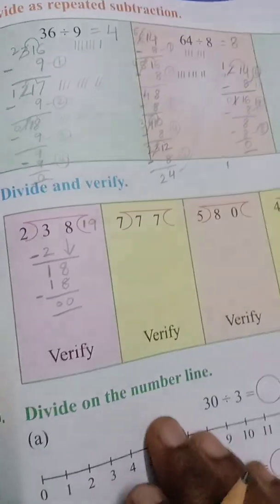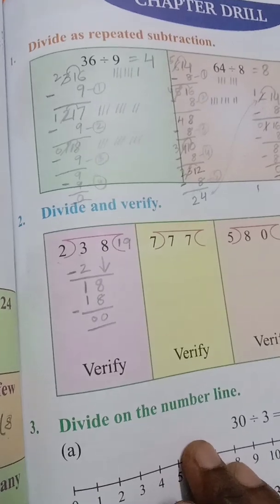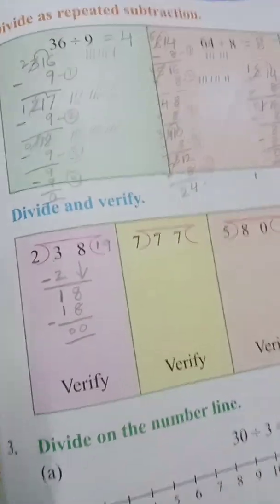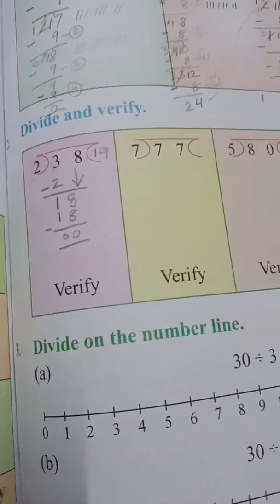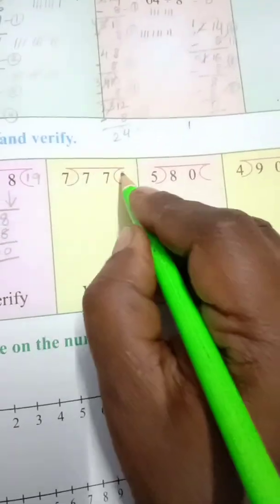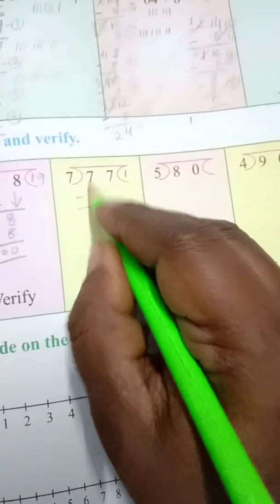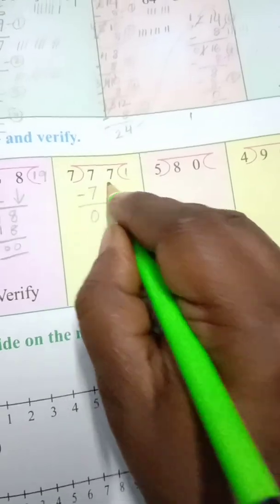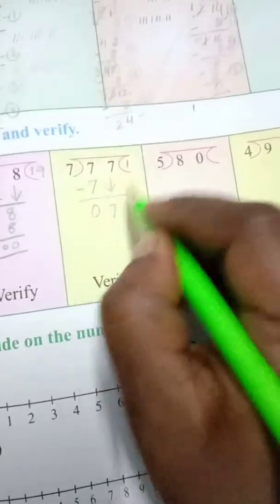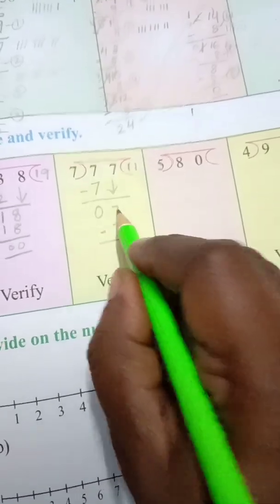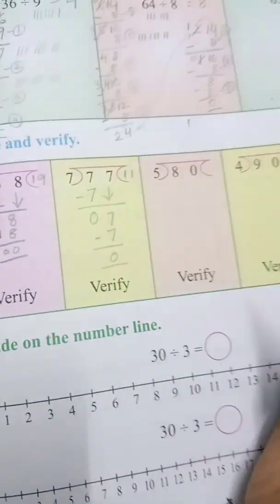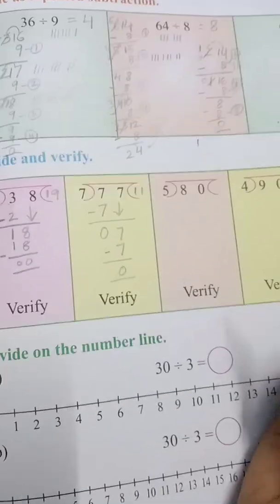Here you don't have sufficient place for the verification. You just do the division and leave it off because they did not provide any place for the verification. Okay children. Then 7. 7 ones are 7 minus 7, 0. Again this 7 bring down. 7 ones are 7 minus 7, 0. Okay.